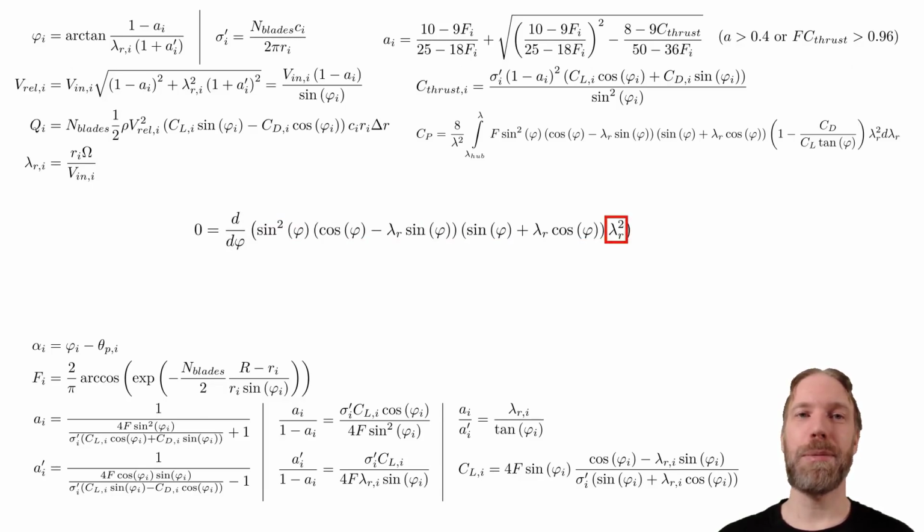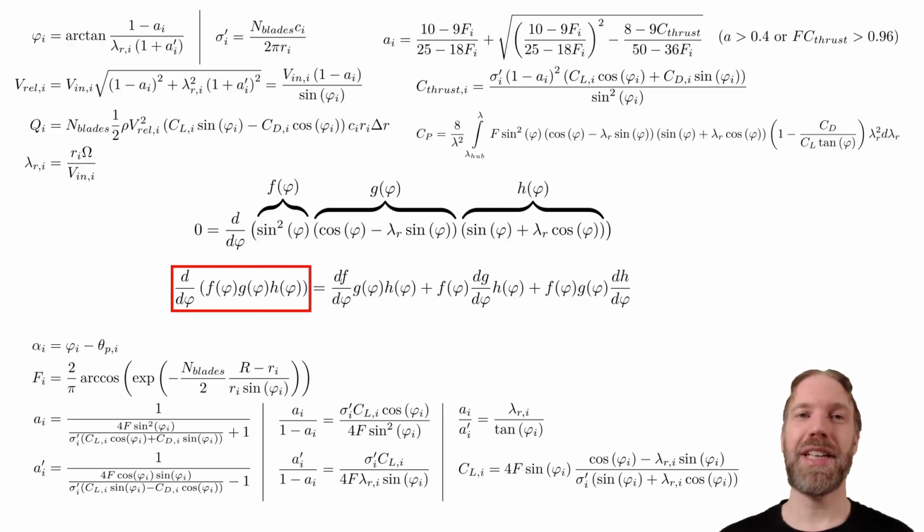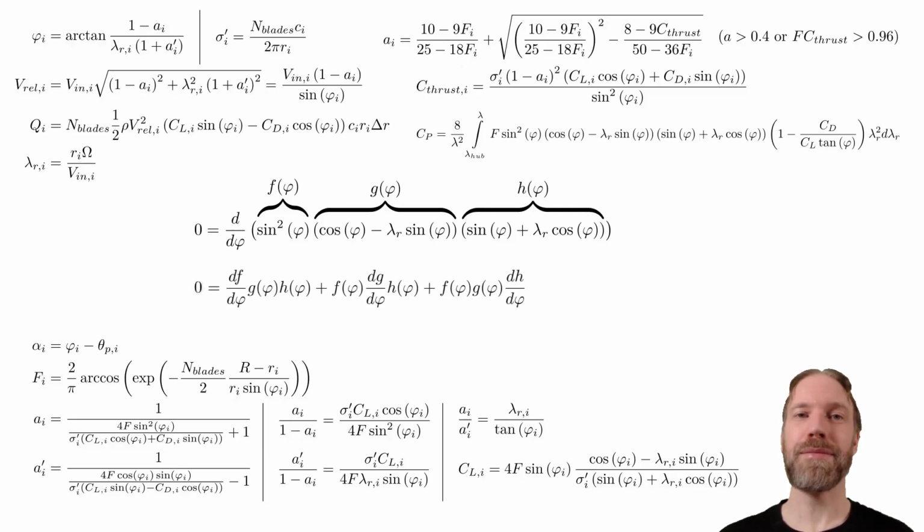We can remove the tip speed ratio as the expression is 0. Now, let us recall the product rule for differentiation. Call sine squared f of phi, the second term g of phi, and the third term h of phi. As the derivative is 0, write 0 here. We can now note that the derivative of g of phi is minus h of phi. We can also note that the derivative of h is g.